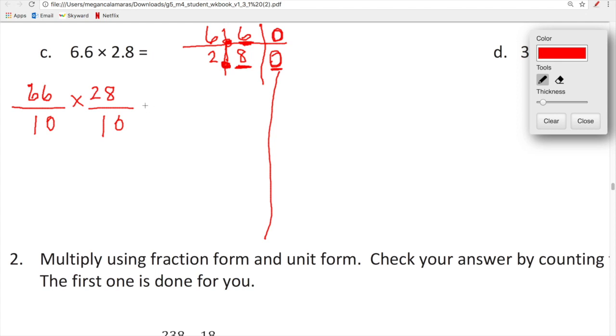Let's multiply. Okay, so now we've renamed this decimal multiplication as fractions. We have 66 tenths. Remember, we looked at that up here. And we have 28 tenths. So you guys know how to multiply fractions. This is why we worked on multiplying fractions.